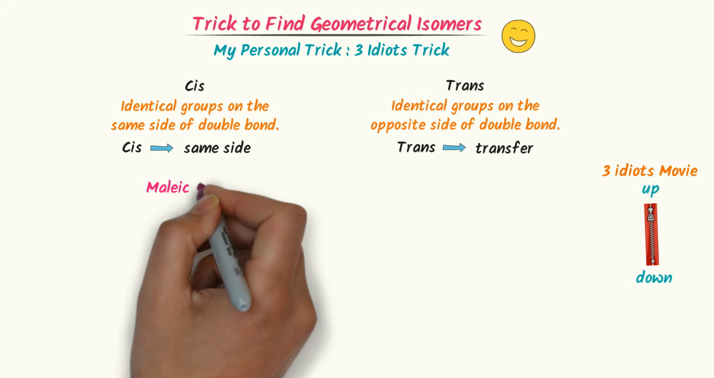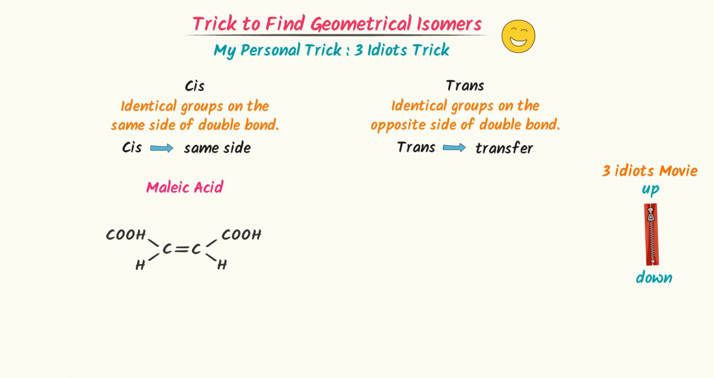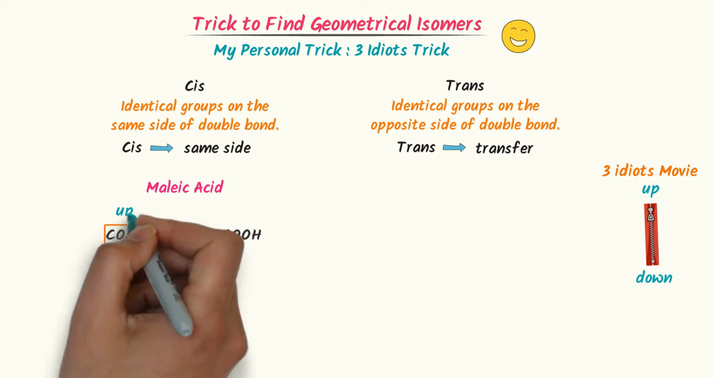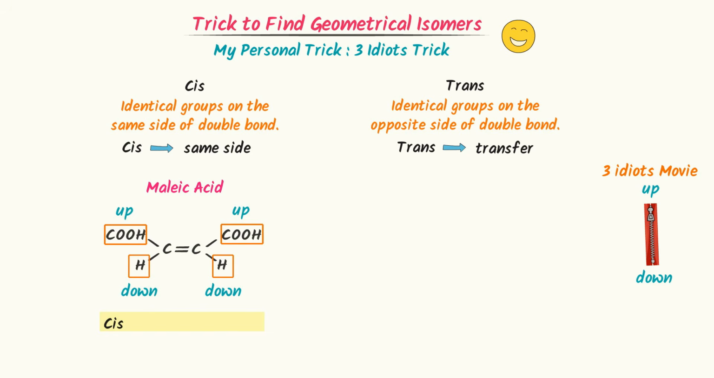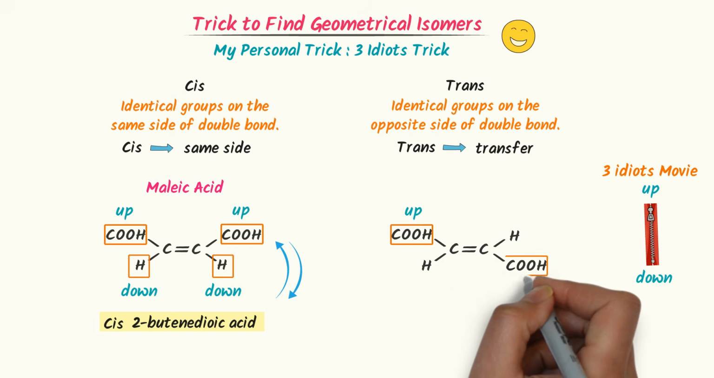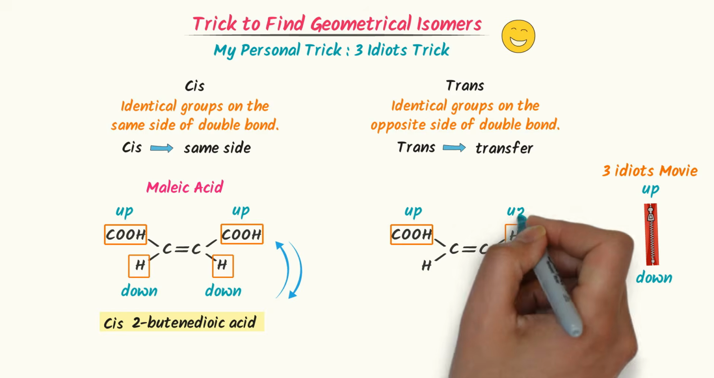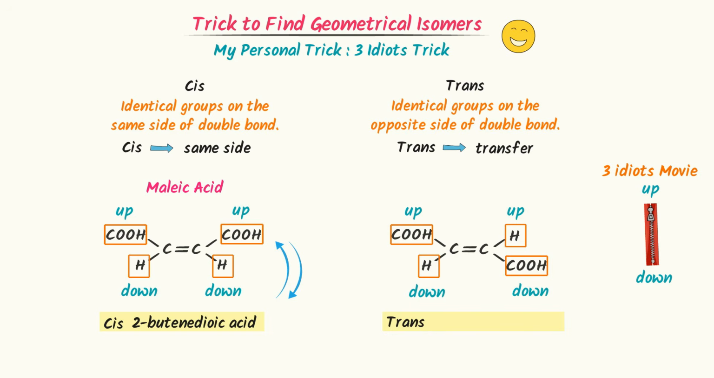Now consider maleic acid and find its geometrical isomer. Well, both the COOH groups are present on the same side of the double bond. So it is a cis isomer, which we call 2-butenedioic acid. Now I interchange the COOH and H group. I get this compound. Here, both the COOH groups are present on the opposite sides of the double bond. So it is a trans isomer, which we call 2-butenedioic acid. It is also known as fumaric acid.